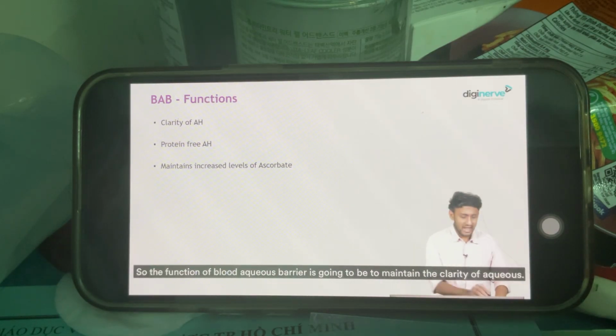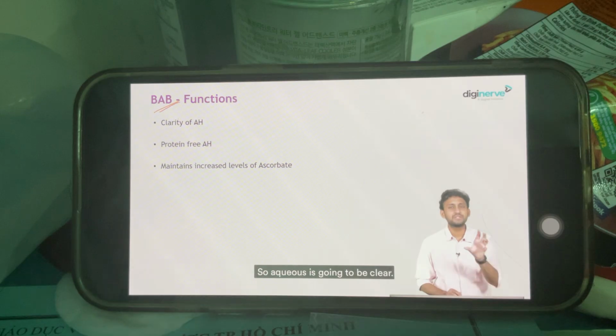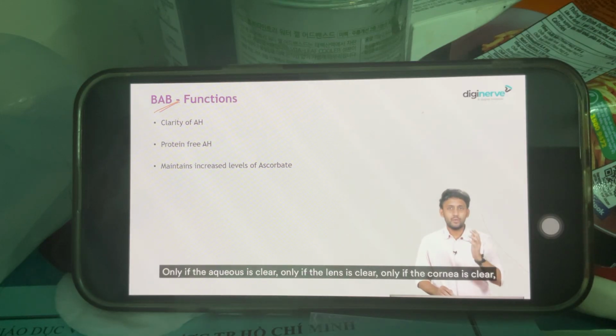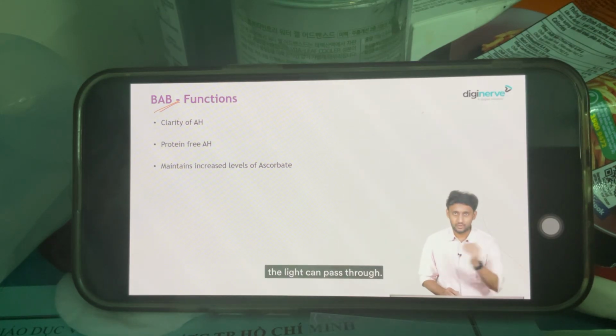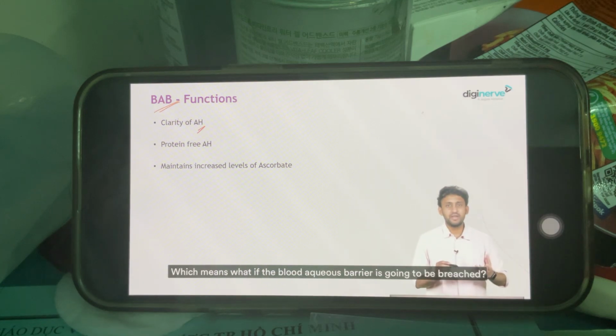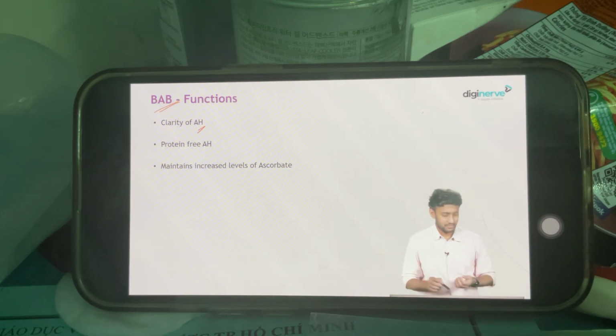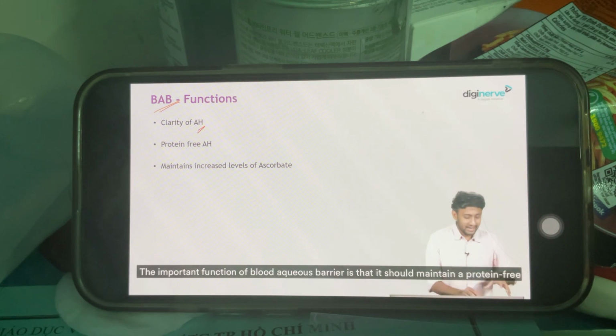So the function of blood aqueous barrier is going to be to maintain the clarity of aqueous. So aqueous is going to be clear. Only if the aqueous is clear, only if the lens is clear, only if the cornea is clear, the light can pass through. So what if the aqueous is not clear? Which means, what if the blood aqueous barrier is breached? We'll discuss that. The important function of blood aqueous barrier is that it should maintain a protein-free aqueous.